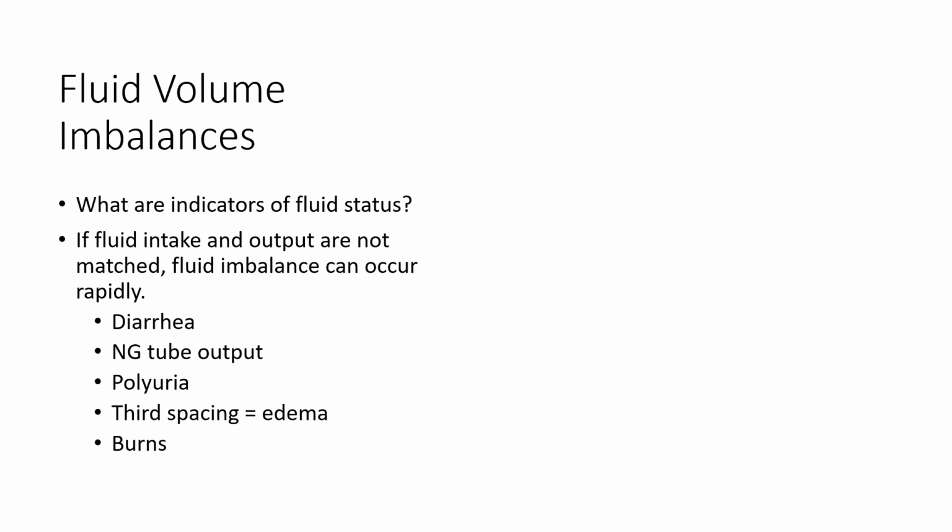Polyuria, so things like diabetes mellitus, diabetes insipidus, where they just pee a lot, maybe giving them too much Lasix or something can also dehydrate. And then third spacing or edema, so that fluid leaking out of the central circulation into the peripheral circulation.